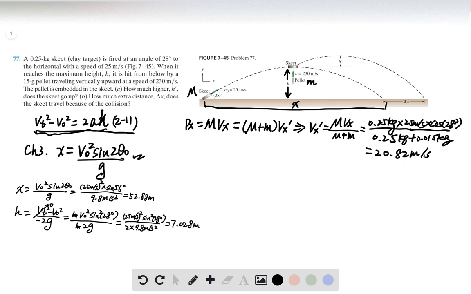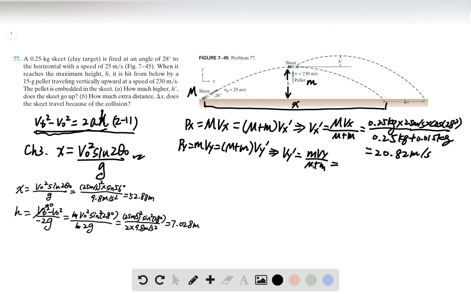Now we look at the y direction. The y direction is the other way around. The skeet itself doesn't have any y component, but the pellet does have a y direction component. So py equals small m times vy equals big M plus small m times vy prime. So this gives us vy prime equals small m vy over big M plus small m.